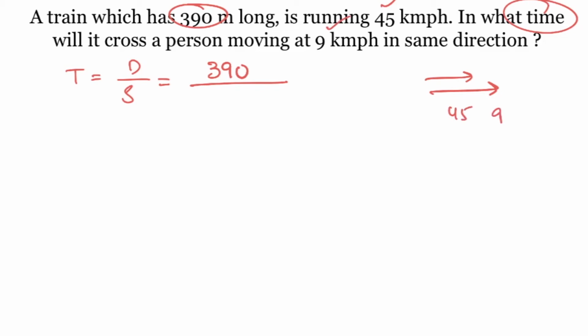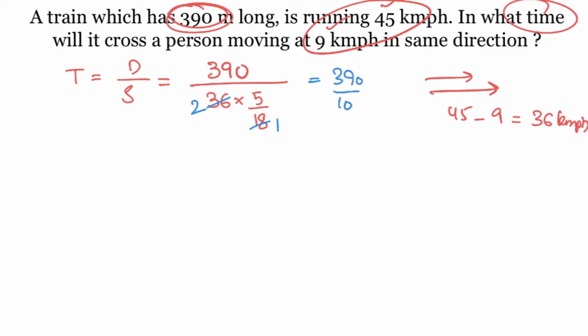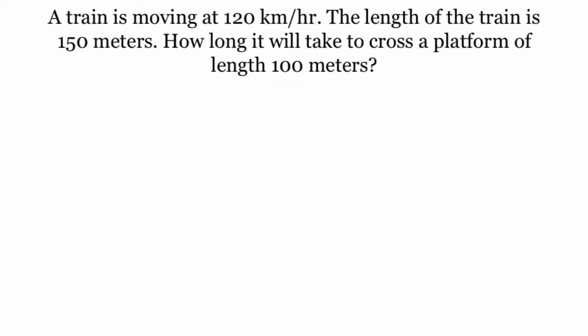Here they are moving in same direction. So effective speed is 36 kmph. Effective speed is 36 kmph into 5 by 18 meters per second. Time is distance by speed. Distance is 390, train's length. Speed, effective speed is 36 kmph into 5 by 18 meters per second. 18 2 times, that is 390 by 10. Time is 39 seconds.